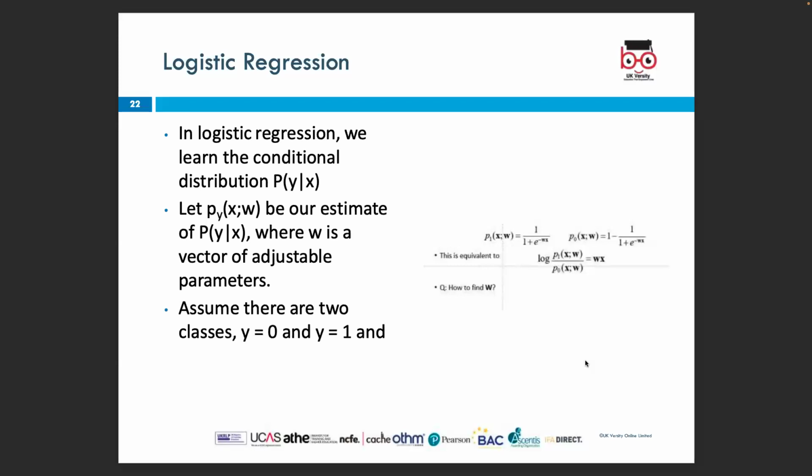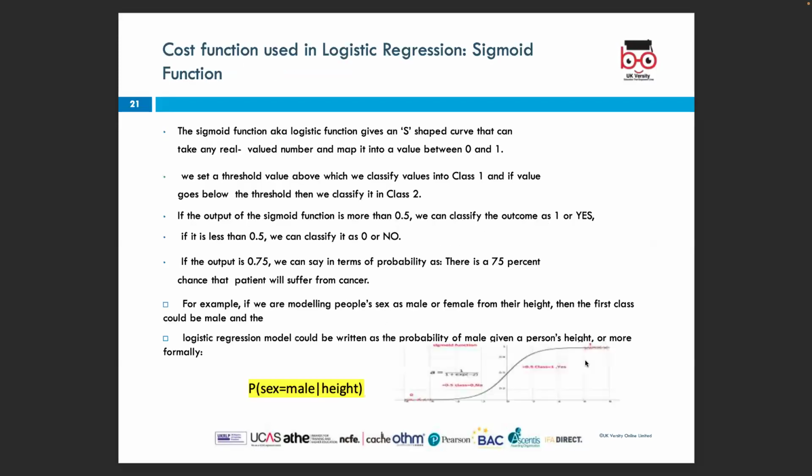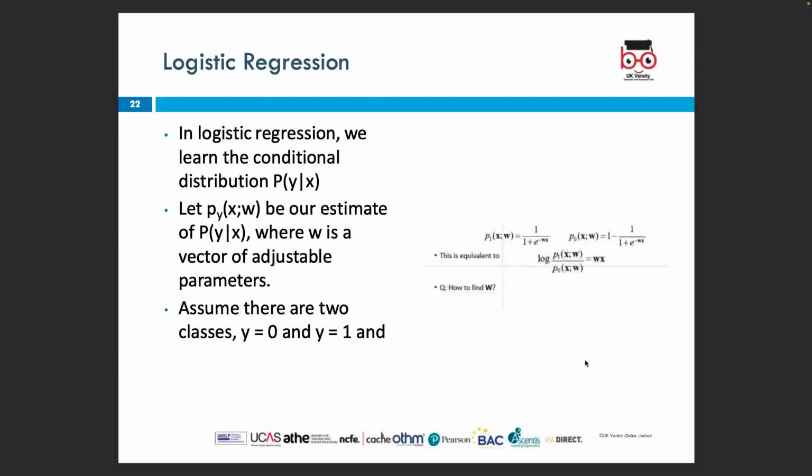Logistic regression continued. In logistic regression, we learn the conditional distribution. Let p be our estimate of P, where w is a vector of adjustable parameters, assuming there are two classes, y equals 0 and y equals 1.